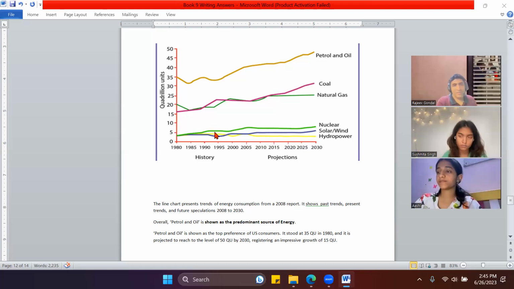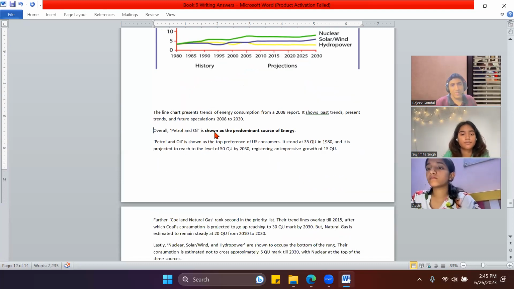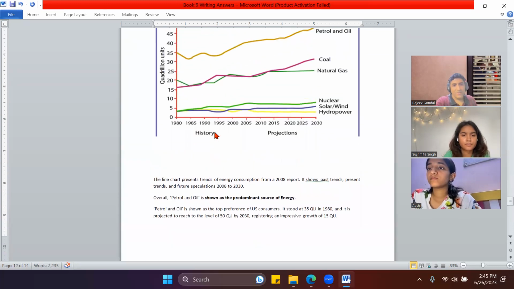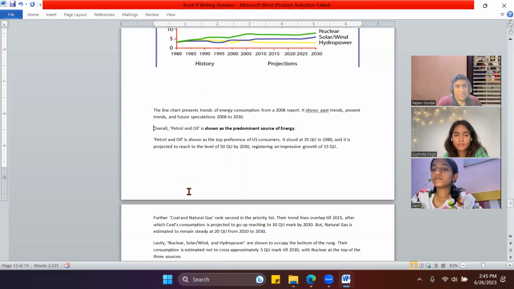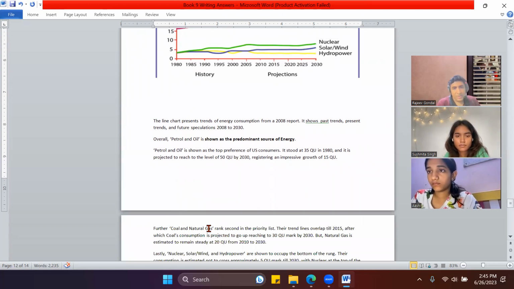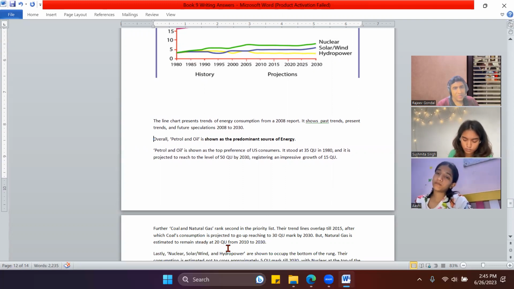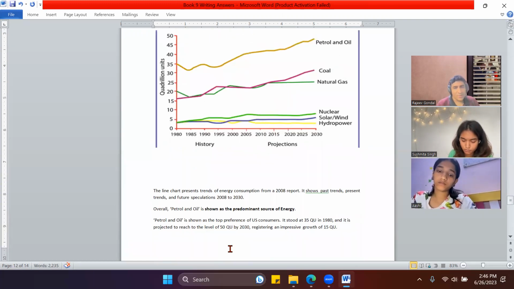So that is the unique thing about this graph, that we are supposed to talk about past, present, and future, all the three things. So we were talking about this second one, that coal and natural gas rank second in the priority list. Their trend lines overlap till 2015, after which coal's consumption is projected to go up, reaching 30 quadrillion units by this point. But natural gas is estimated to remain steady. So we are saying this is projected to move up and this will remain steady.